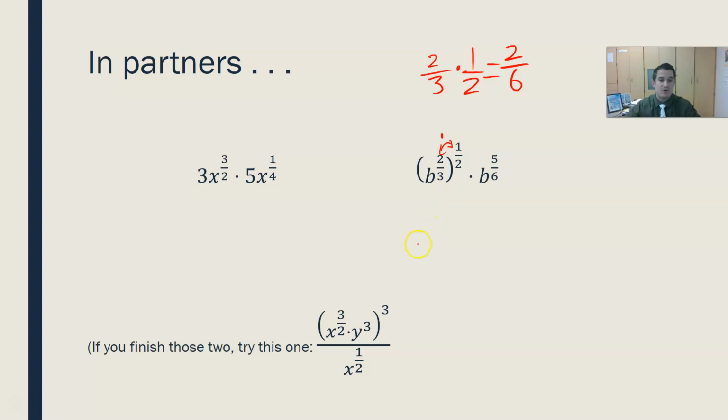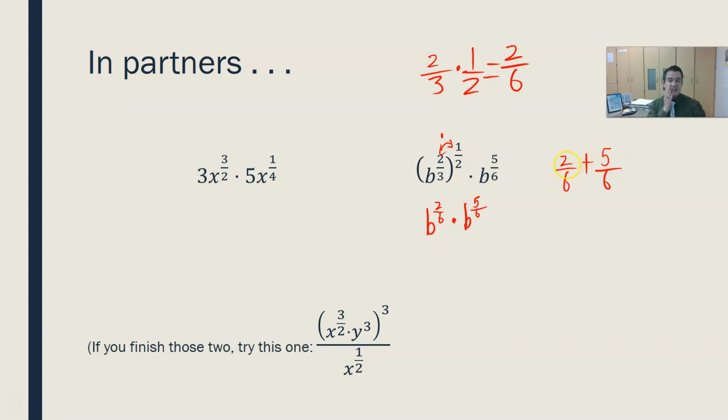That fraction can be reduced, but I'm going to leave it like that for reasons I'll show you in a second. So this right here, when I multiply them together, gives me b to the 2/6 power, and then times b to the 5/6 power. So now I have a multiplication problem. When I multiply exponents with the same base, what do I do with the exponents? I add them together.